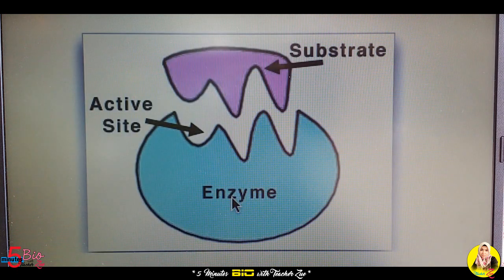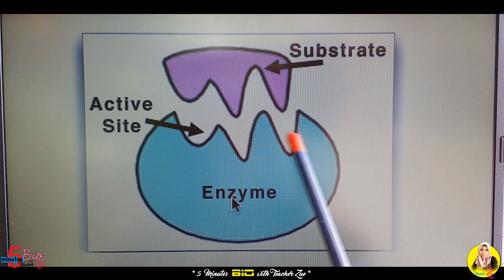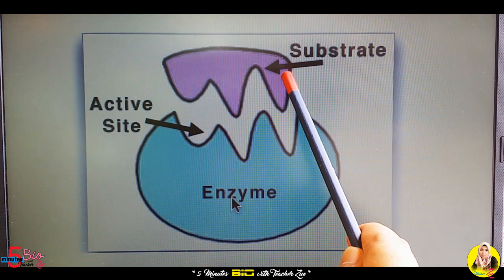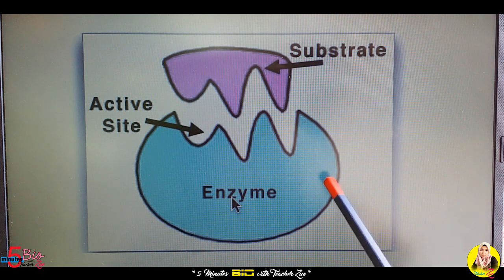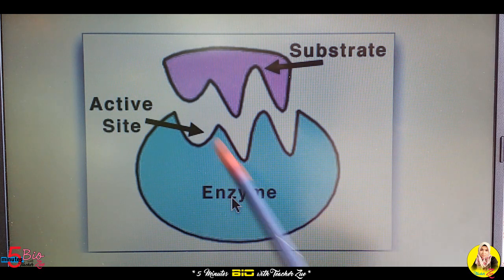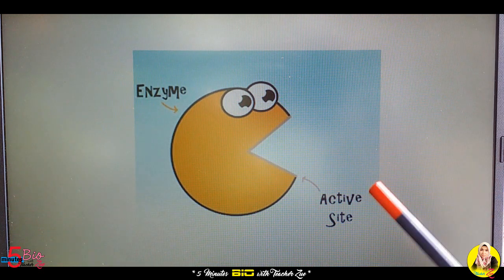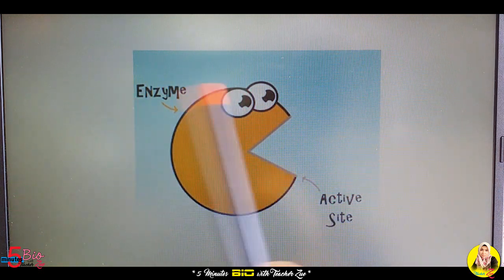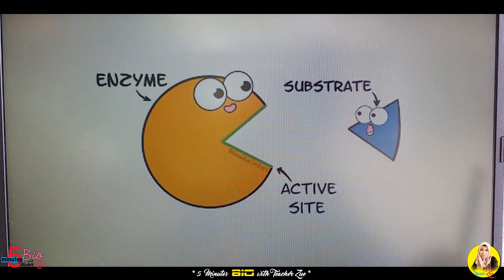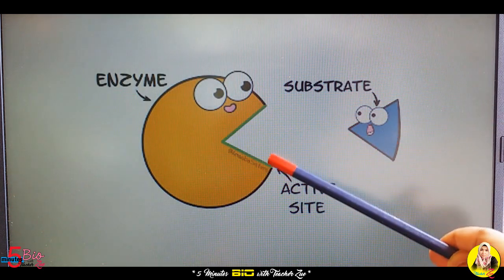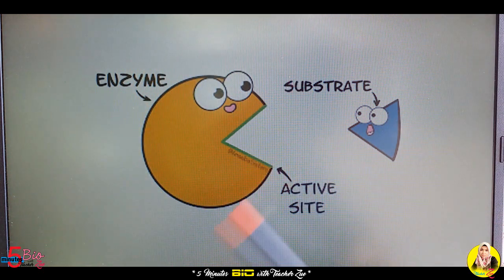We look at another example. Okay, this is the enzyme and its active site. So the substrate shape must be suitable to the active site of this enzyme. And a different enzyme has a different active site. Okay, this is also an example. This is an enzyme and the active site. So this substrate is suitable for the active site of this enzyme.